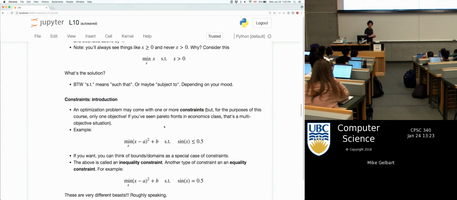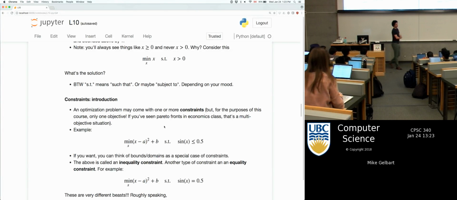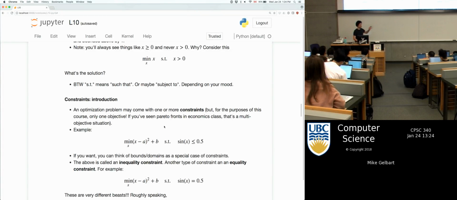And another thing I wanted to say, and again, I know this feels very theoretical, and I knew this would happen, but I just had to get some of this stuff out so that we could do the rest of the course with this common language. So that thing there is an inequality constraint, less than or equal to. There are also equality constraints. So you could have sine x equals 0.5 or sine x less than or equal to 0.5.